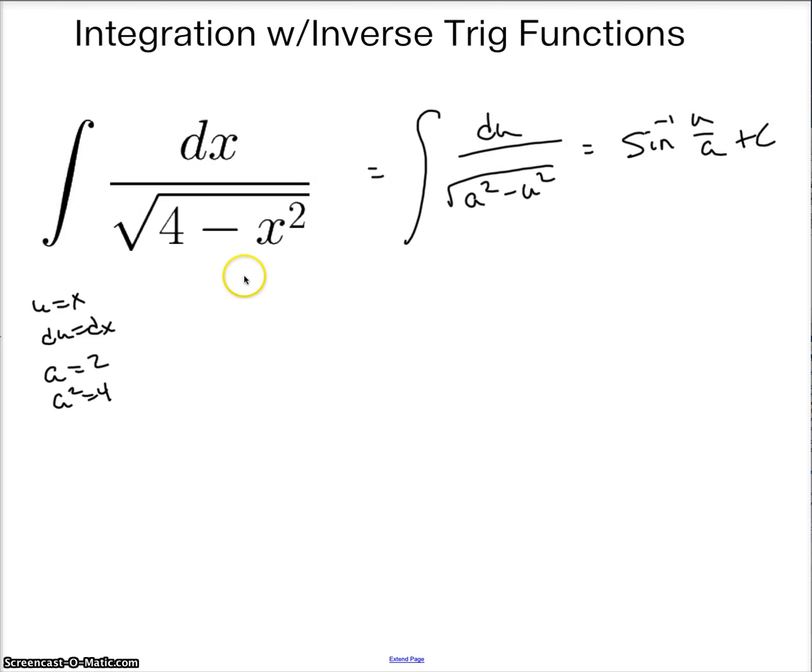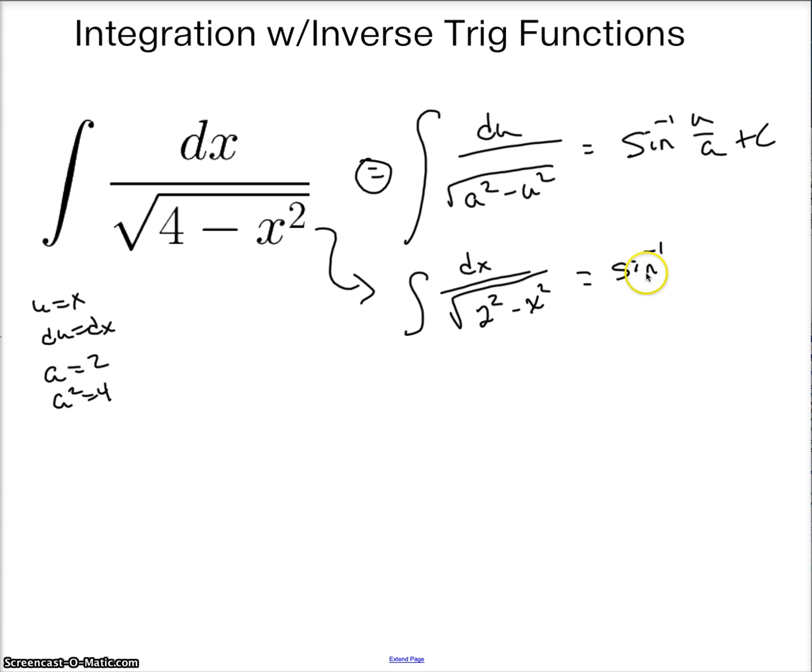Now I'm going to rewrite this equation right here. I'm going to rewrite this equation as the integral of dx divided by the square root of 2 squared minus x squared. So this becomes the inverse sine of u, which is x, divided by a, which is 2, plus c.